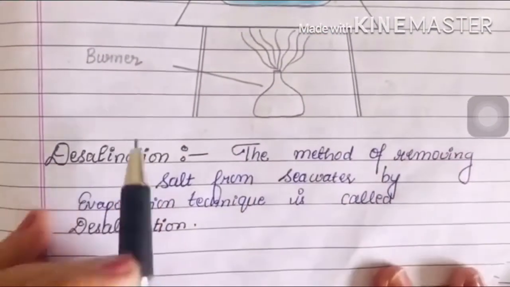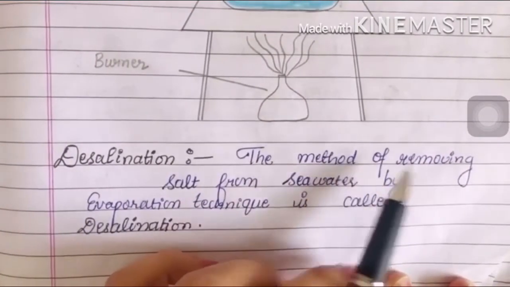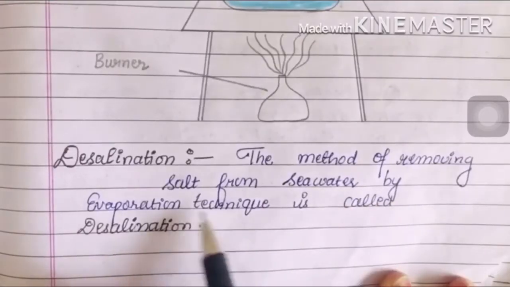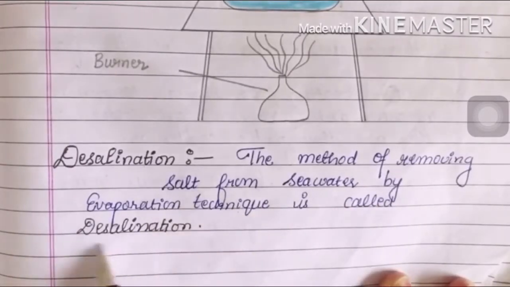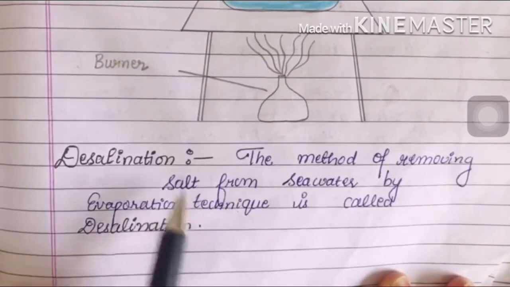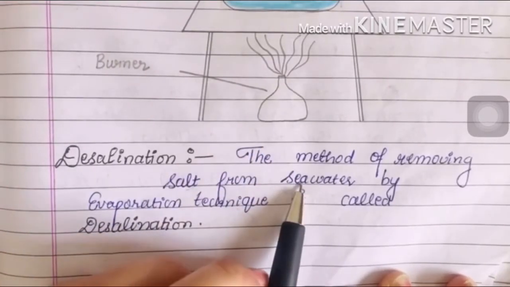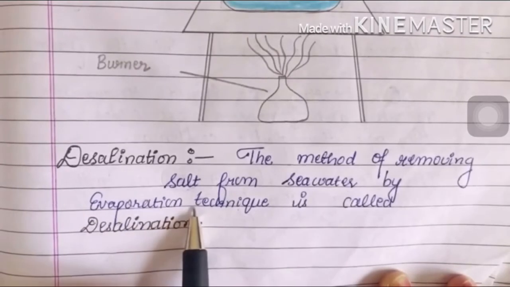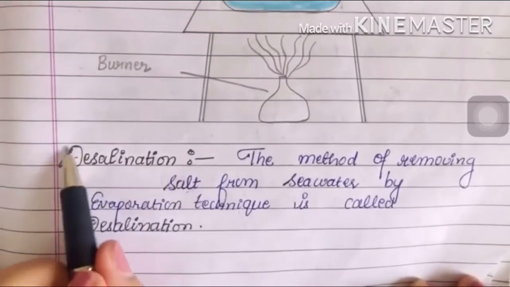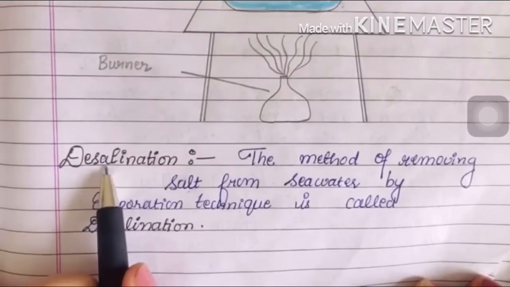So, the next term is desalination, the method of removing salt from seawater by the evaporation technique. Desalination is the technique by which we get salt from seawater, by the evaporation process. That process is called desalination. De means removal, salination means salt.